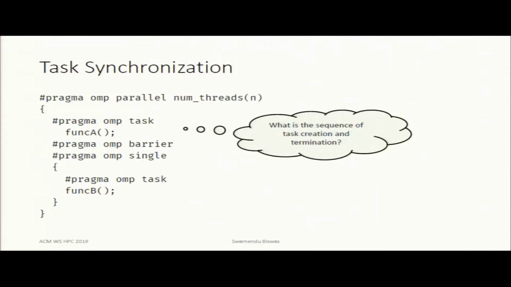Another question. Say I have this simple piece of code, right? I have a parallel region and the number of threads is n, right? I have a #pragma omp task and the task body is a function, func A. So how many tasks will get created over here?